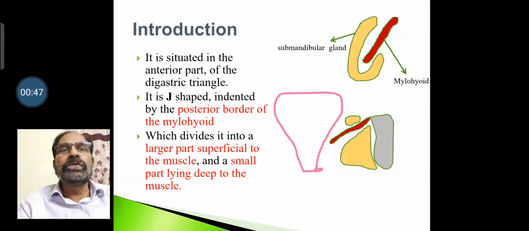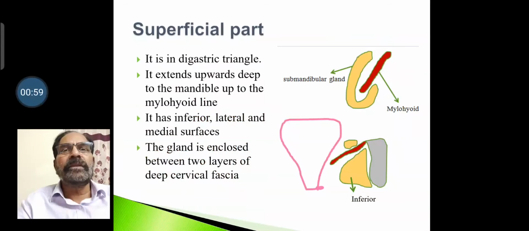It is divided into two parts, larger superficial part, superficial to the muscle, and small part lying deep to the muscle. Coming to superficial part, this part is in the digastric triangle. It extends upward deep to the mandible up to the mylohyoid line.